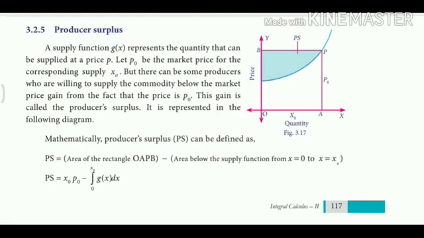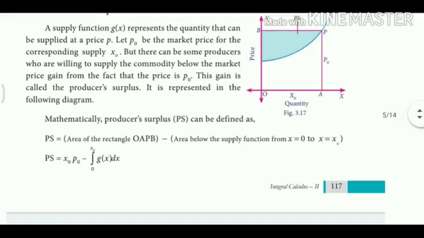If the question asks for consumer surplus, we subtract x naught P naught from the integral of f of x, whereas in producer surplus we subtract the integral of g of x from x naught P naught. This is the only difference between the two topics, consumer surplus and producer surplus. First you read the topic well, then only you apply the formula according to the question.